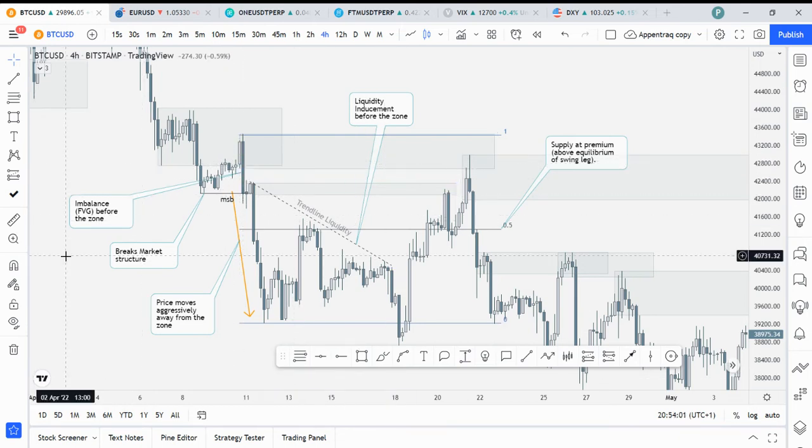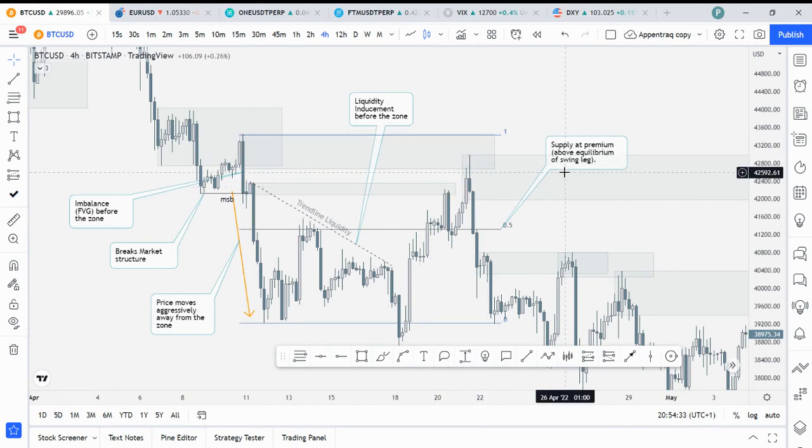The next thing you want to pay attention to is liquidity inducement. If liquidity is induced in the form of trend line liquidity, equal highs, equal lows, swing highs, or swing lows before the zone, price is more likely going to reject from that zone. So that zone is most likely going to hold.